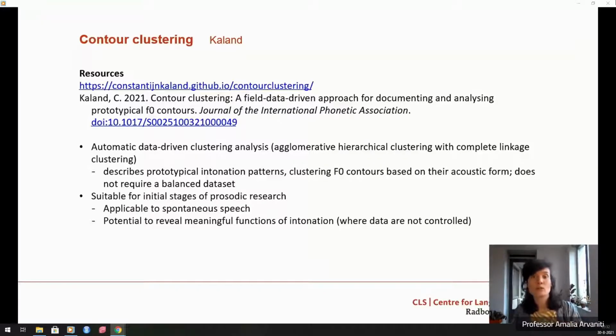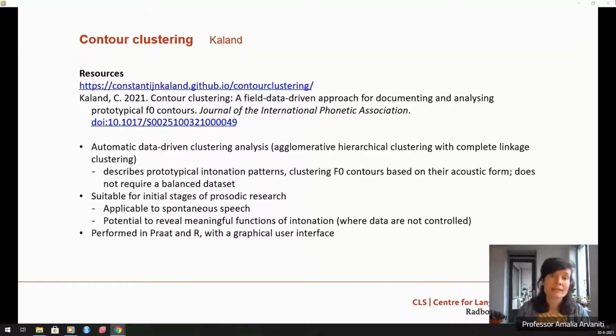So that is, it can be used on a wide range of speech data, including spontaneous speech. It has the potential to reveal meaningful functions of intonation that correspond to phonetic differences by investigating the members of each cluster. So this means that you can investigate each individual curve to see if it shares functions or meanings with other members of the cluster it belongs to. It's performed in Praat, and in R there's a graphical user interface. So let's take a look.